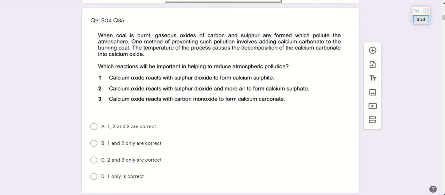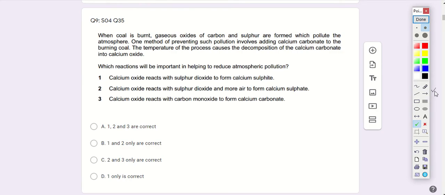This is chapter 11, question 9. When coal is burnt, gaseous oxides of carbon and sulfur are formed. Let's consider both complete and incomplete combustion. If you have incomplete combustion of carbon, you get carbon monoxide. If you have complete combustion of carbon, you get carbon dioxide.